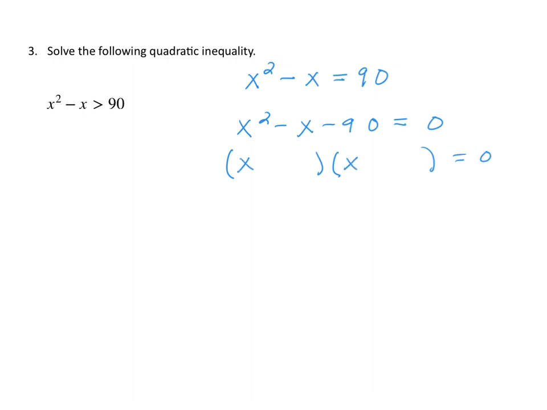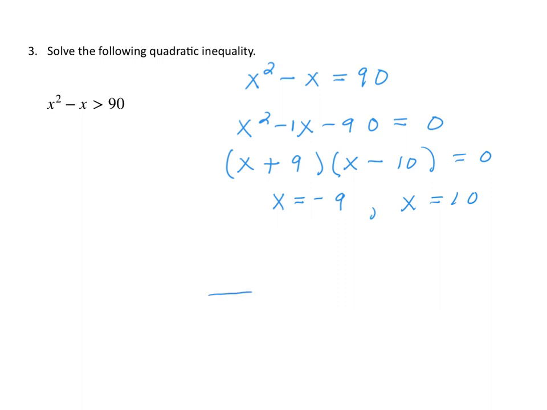Okay, so two numbers that multiply to a negative 90 yet add to a negative 1. So we have a positive and a negative. I think it's going to be positive 9 and negative 10. The product is negative 90 and the sum is negative 1. That means x is equal to negative 9 and x is equal to positive 10 are solutions to this equation.